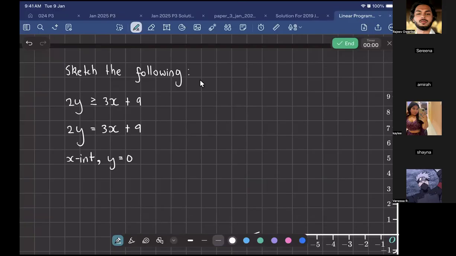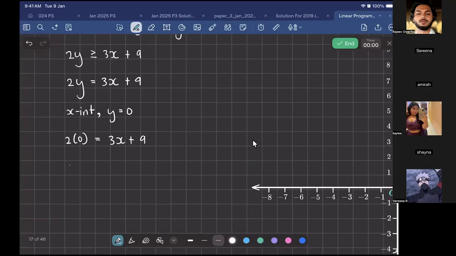Okay, so 2 bracket 0 is equal to 3x plus 9. Right. 2 brackets 0 is equal to 3x plus 9. What's next? 2 multiplied by 0 is 0, is equal to 3x plus 9. Right. What is the unknown over there? What am I trying to find for? X. Right. So I want x to be the only thing on that side. So what should I do next?